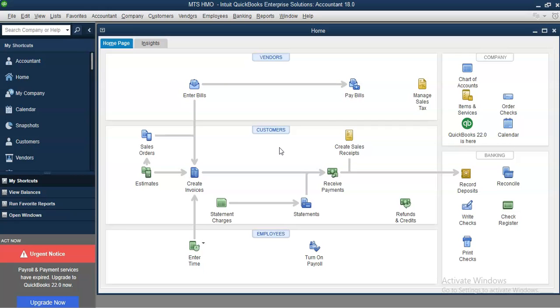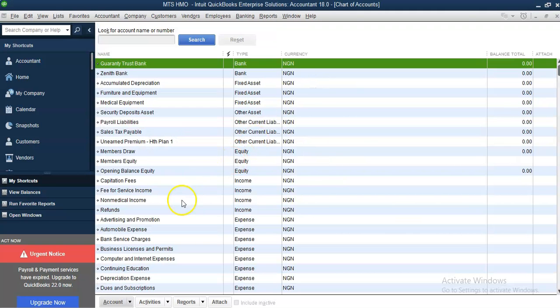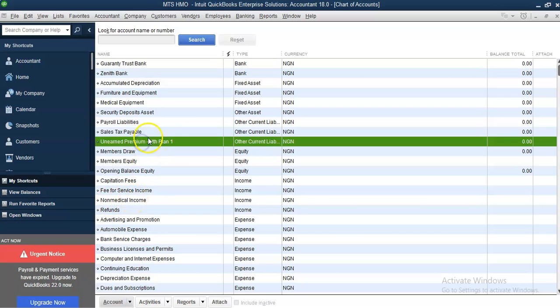Are we good? So in this case, we want to confirm that we have created three accounts. That is your income account, your cost of sales account, and your deferred income account, which is the current liability. So let's get started. The first thing we need to ensure is that we have created, you can see we have one here already. This is Unearned Premium Health Plan 1.